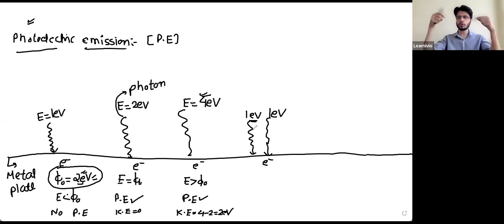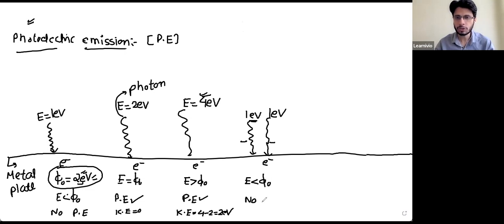But what if I incident 2 photons, both having energy of 1 electron volt? If I add the energy of the two photons, the total energy will become 2 electron volts. But these 2 photons can never simultaneously collide with this electron. The size of electrons and photons are such that at one instant of time, only 1 photon and 1 electron can collide. 2 photons cannot simultaneously collide with an electron. So there is no point in adding the energy of 2 photons because they are not colliding with the electron at the same time. So here again, energy will be less than the work function. Again, no photoelectric emission. So from here, you can say that on increasing the number of photons, energy will not increase.